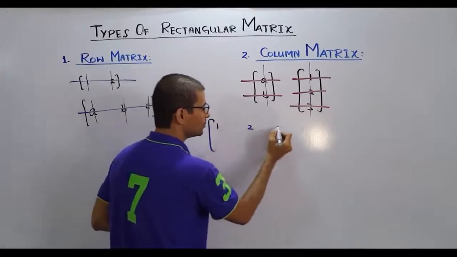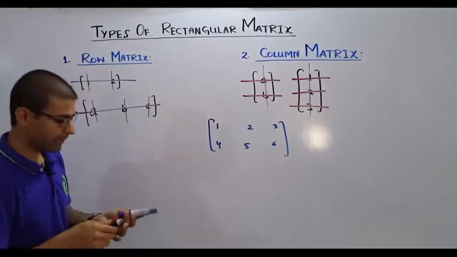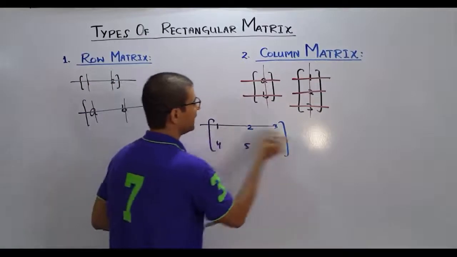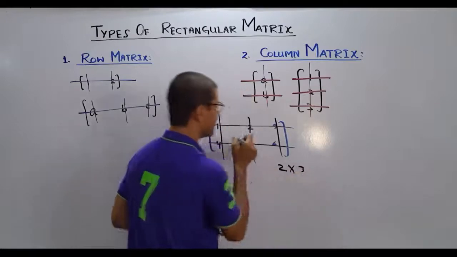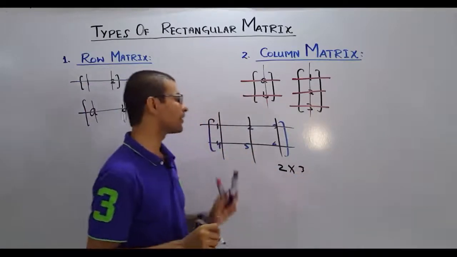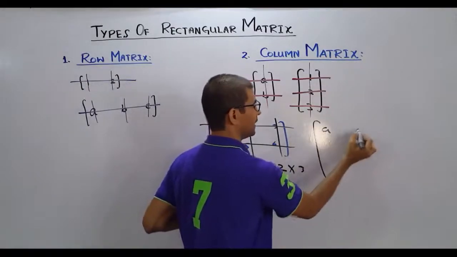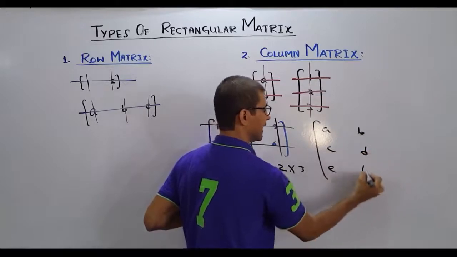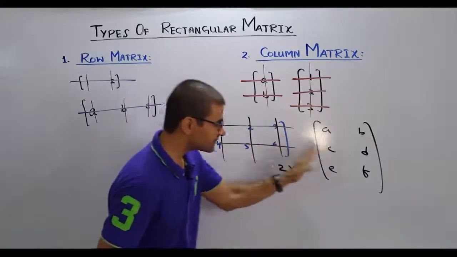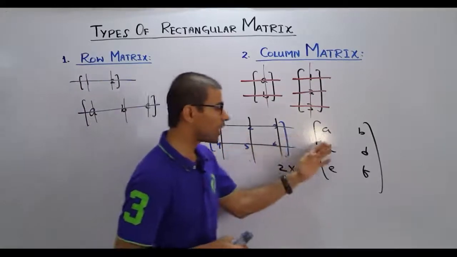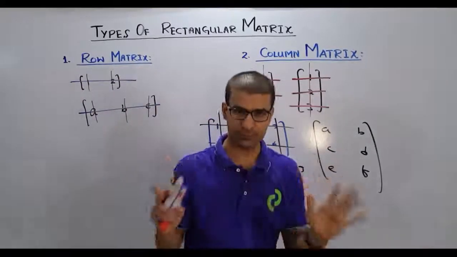If we write 1 2 3 4 5 6, this is a rectangular matrix because it has 2 rows and 3 columns. Number of rows is not equal to number of columns, so this is a rectangular matrix. This is A, B, C, D, E, F. This is another rectangular matrix. So these are just rectangular matrices. We cannot count these two in types of rectangular matrix. We have only 2 types of rectangular matrix.